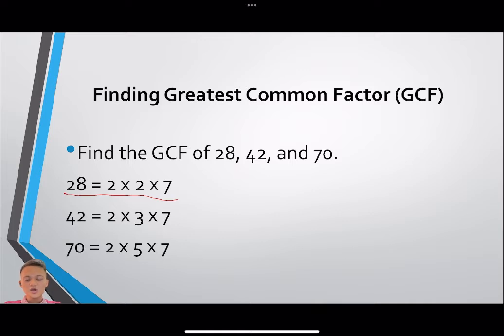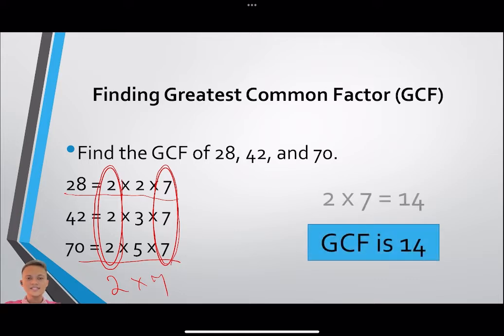Next step is we are going to circle the common factors. So the common factors are 2 and 7. Lahat nung prime factor ng 28, 42, at 70 ay may 2 at meron din silang 7. And then after that, we are going to bring down the common factors which are 2 and 7. So 2 times 7 is equal to 14. Therefore, the GCF is 14.